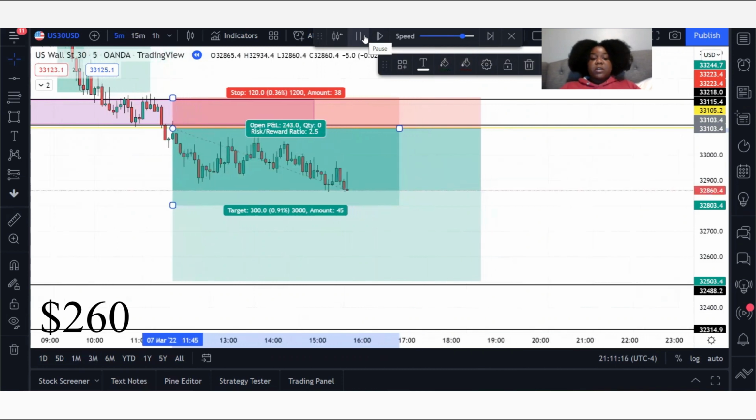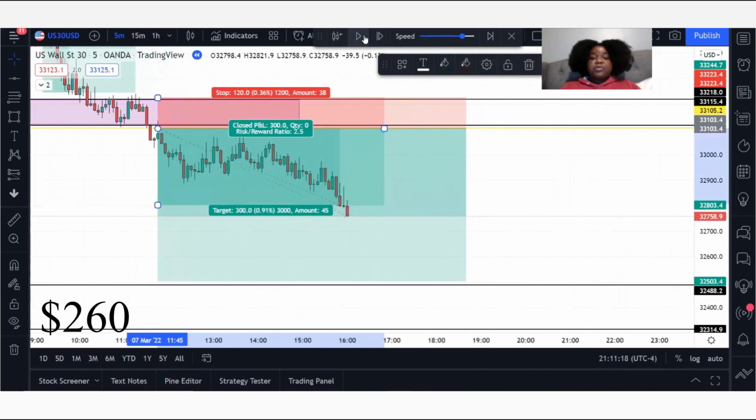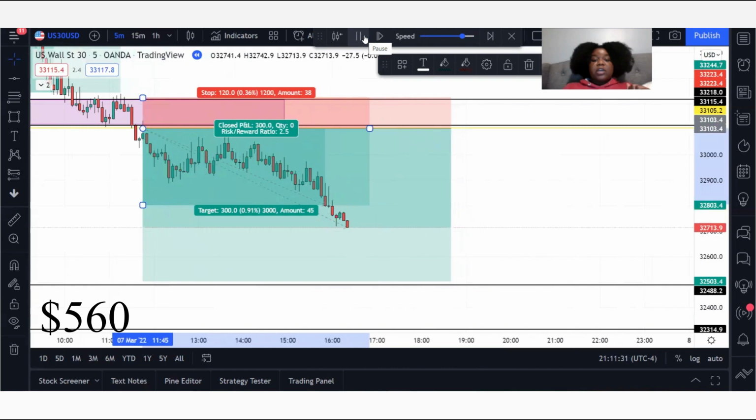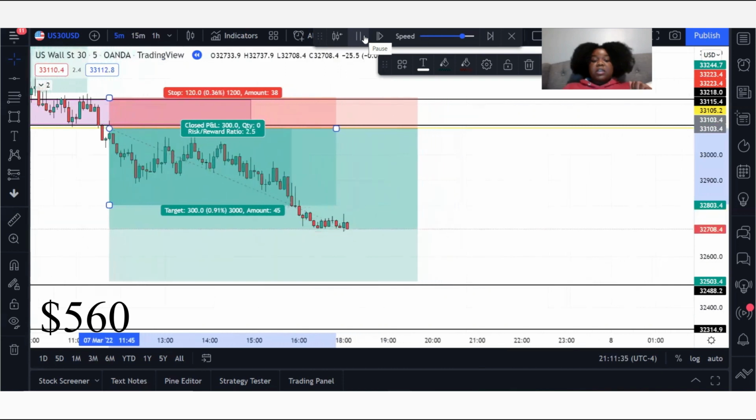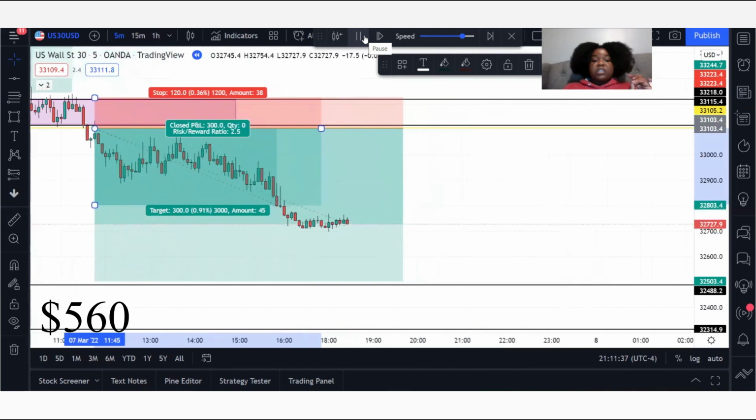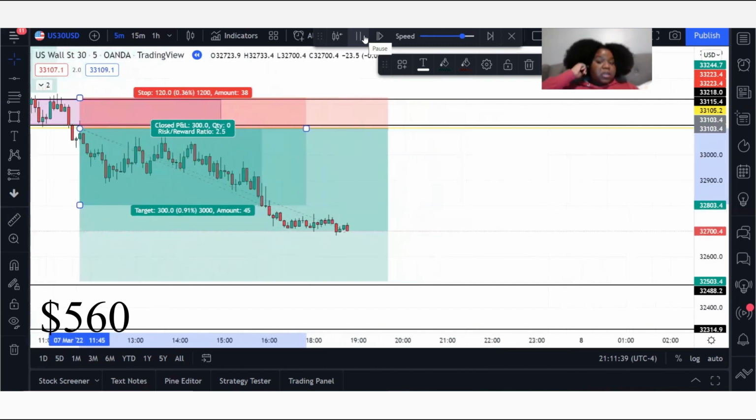Ooh, I thought we were finally out. No, we're getting, okay, boom. So now we just hit TP1. We just made $300, so 300 plus 260, 560. We're now up 560. So we are still trying for $600, right? And I think we just might get it.